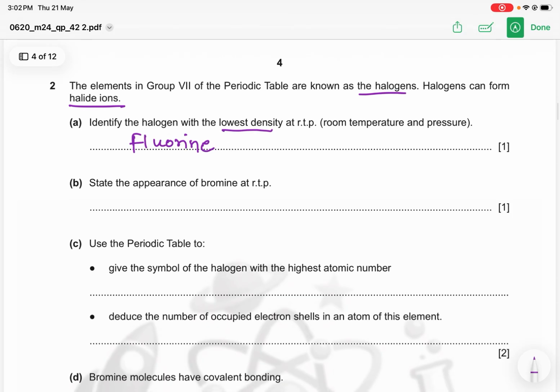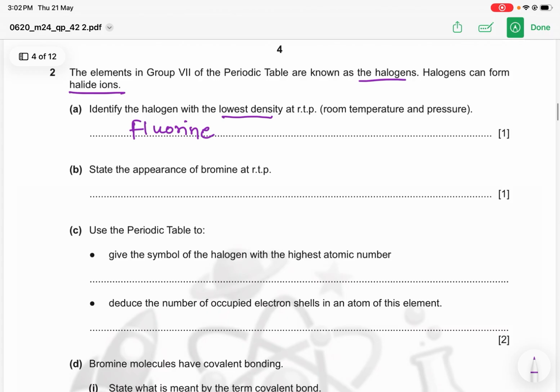State the appearance of bromine at room temperature and pressure. Bromine is the only liquid non-metal, and it is reddish brown in color. So it is a red-brown liquid.